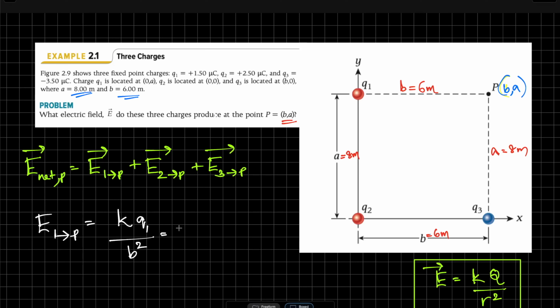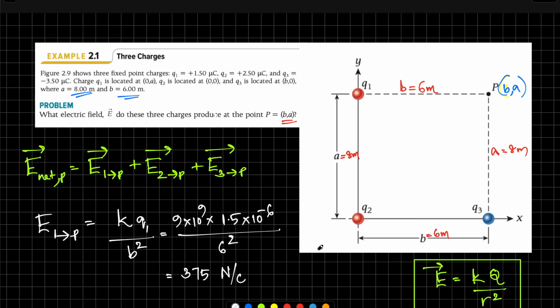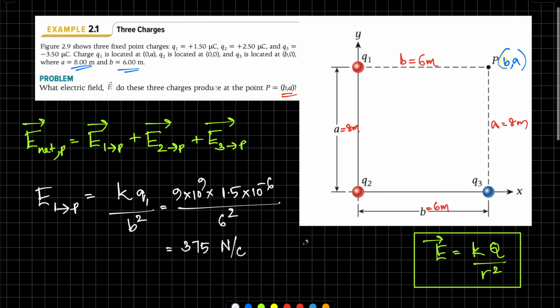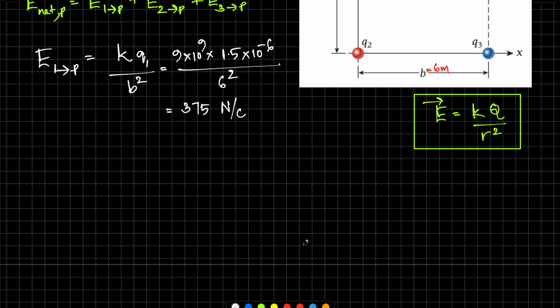K is Coulomb's constant, 9 times 10 to the power of 9. Q1 is 1.5 microcoulomb, micro is 10 to the power minus 6 coulombs, divided by distance B, B is 6, so 6 square. If you do that in the calculator, you will get 375 Newton per coulomb, since it's electric field.